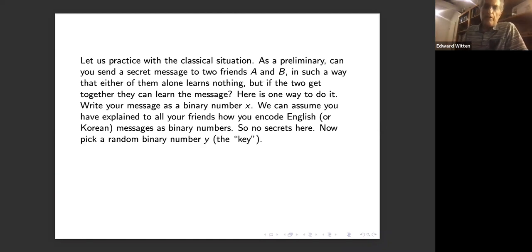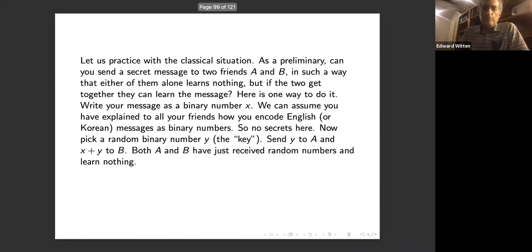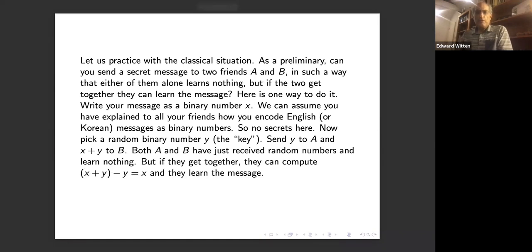Now you pick a random binary number Y with the same number of digits, the key. You send Y to A and you send X plus Y to B. You see, both A and B have received random numbers and learn nothing. But if A and B get together, they can compute X plus Y minus Y equals X, and they learn the message. So you've sent the message in a distributed way to your two friends. If they cooperate, they learn the message. If they are unable to cooperate, they learn nothing.